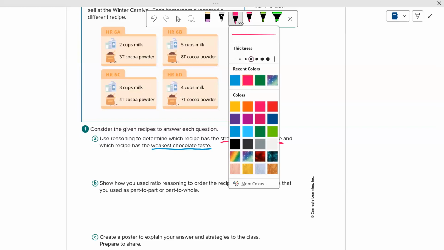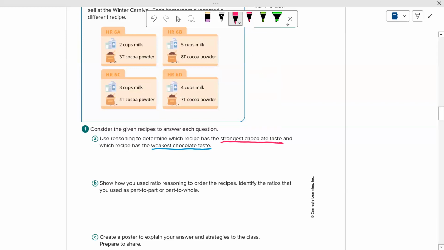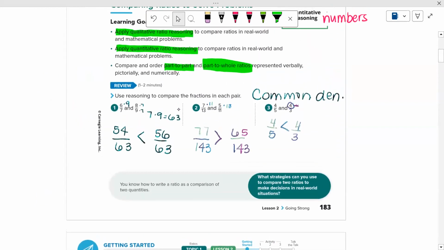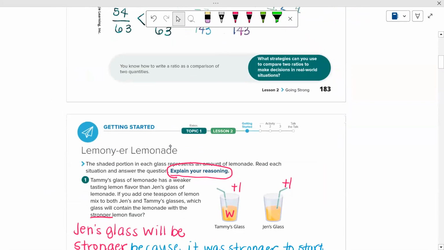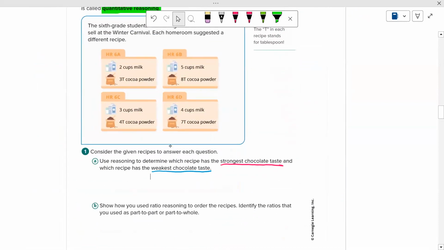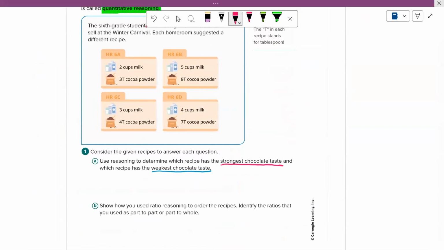And this is stuff that we just did at the beginning of our lesson, right? What did we have to do when we compared these fractions? We had to make common denominators, right? Guess what we're going to do now? Exactly the same thing. Now, there is something you need to know about making these milk to cocoa powder into fractions. We want to know about the chocolate taste, not the milk taste, right? We don't care how milky this is. We want chocolate. It's called hot chocolate, not hot milk, right?